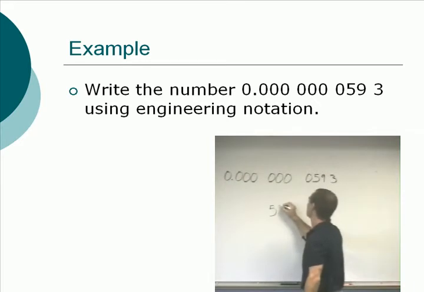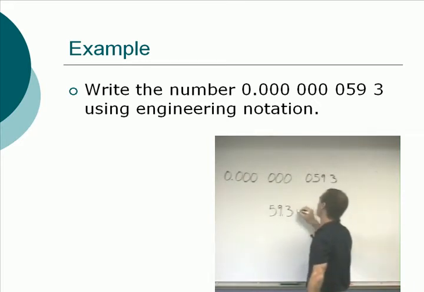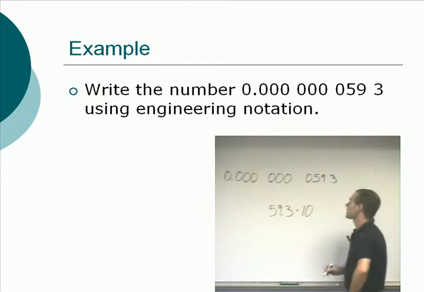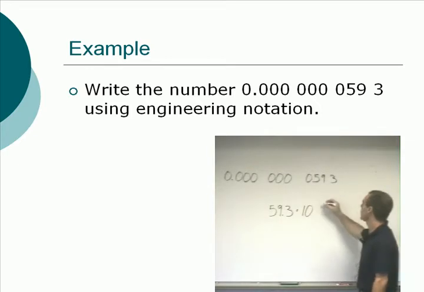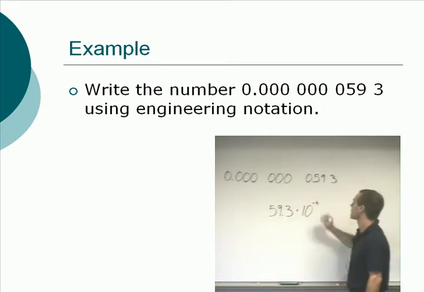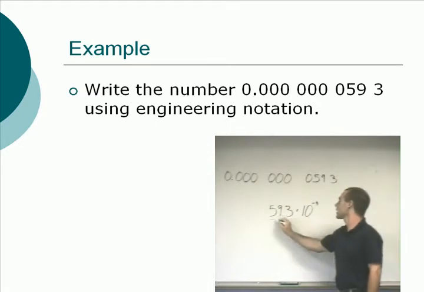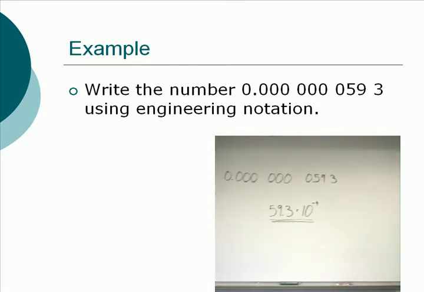This will become 59.3 times 10 to the, we moved it 9 spots, and it's a small number, negative 59.3 times 10 to the negative 9th power. That number is in engineering notation.